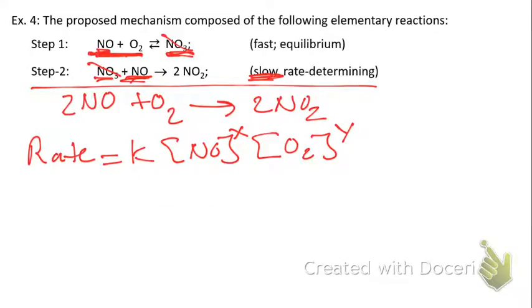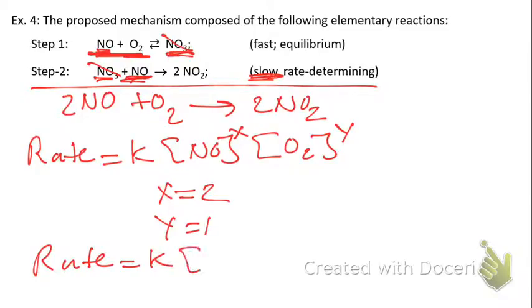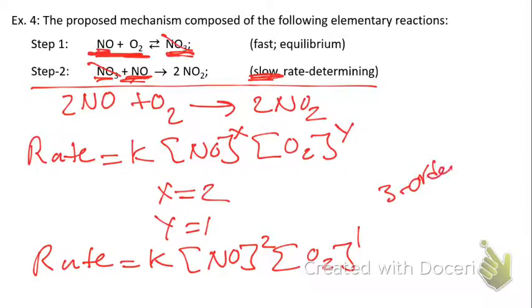So really, X is second order. And oxygen, then, has got to be first order because there's only one of those. So therefore, the rate law must be NO squared, O2 to the first. And the overall, it is third order overall, because 2 plus 1 gives us 3.